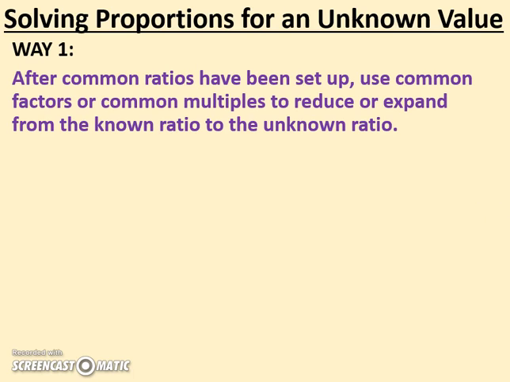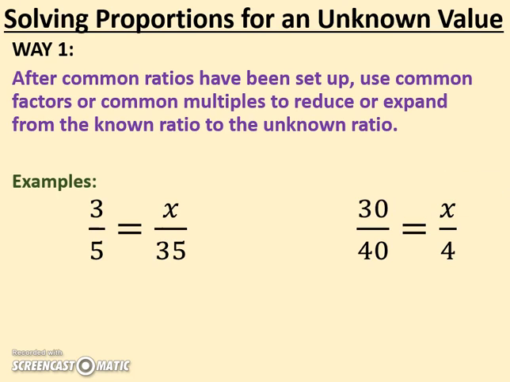Now, let's work on the 2 ways. So after common ratios have been set up, way 1 says use common factors or common multiples to reduce or expand from the known ratio to the unknown ratio. So we're going to do 2 examples. In this one, you can see that the known values are in the denominator. 5 becomes 35. Well, I know that 5 times 7 is 35, so 3 times 7 is 21. So x has a value of 21.